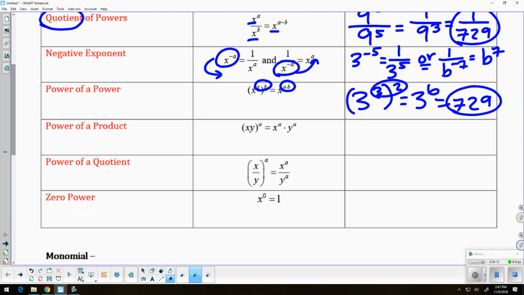Okay, power of a product. So basically I have two things already being multiplied, like x times y, and I'm raising the whole entire thing to the a power. So what you're going to do is distribute that exponent. You're going to raise each and every single term inside to that power.